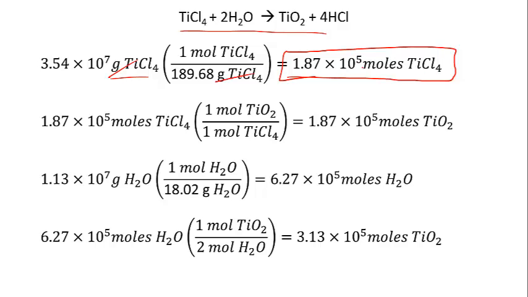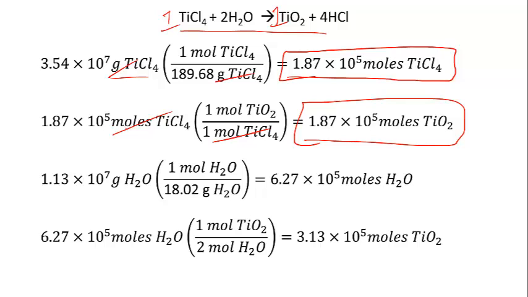So let's see how many moles of titanium dioxide is produced by 1.87 times 10 to the 5th moles titanium tetrachloride. Well, in this balanced chemical expression, we see there is 1 mole of titanium tetrachloride to 1 mole of titanium dioxide. So you set up your ratio here, moles of titanium tetrachloride cancels, and you see that 1.87 times 10 to the 5th moles titanium tetrachloride produces 1.87 times 10 to the 5th moles titanium dioxide.